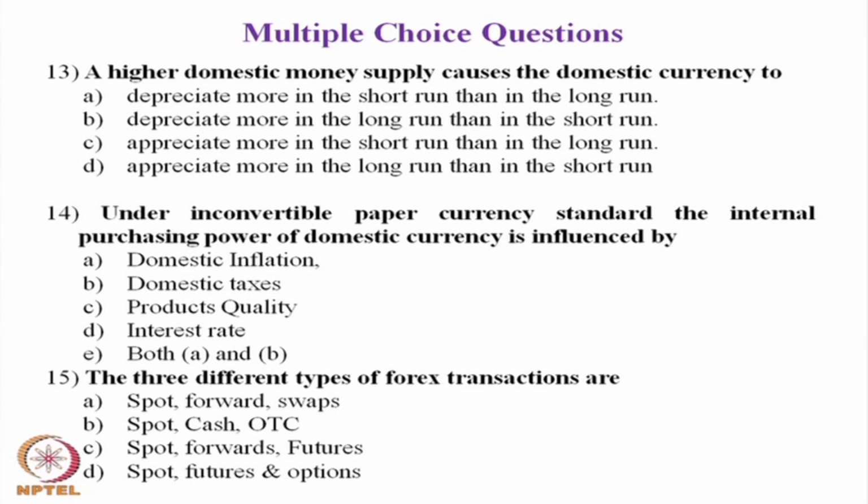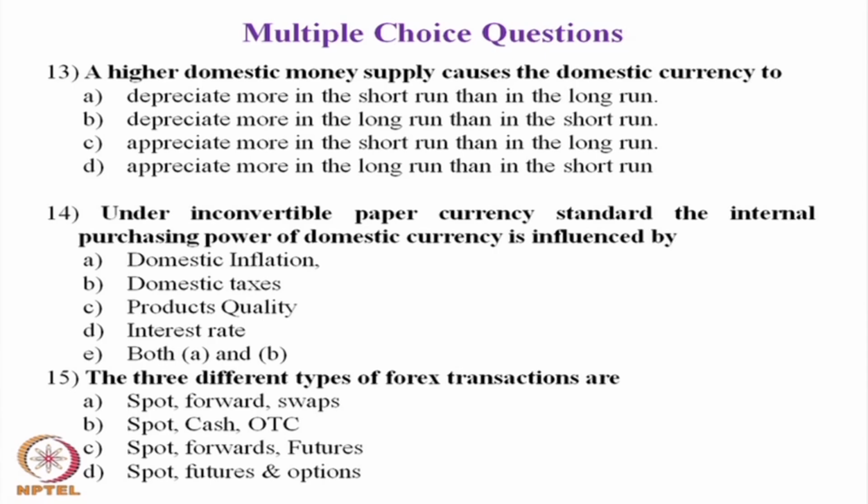Question number 14 for you is, under inconvertible paper currency standard, the internal purchasing power of domestic currency is influenced by, choices for you are A, domestic inflation, B, domestic taxes, C, product quality, D, interest rate, E, both A and B. Mark the answer, keep it with you.